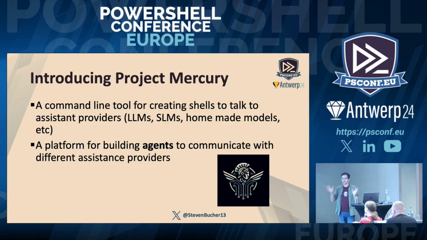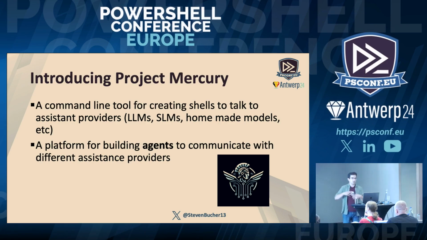So we're calling it Project Mercury, but you'll probably hear me refer to this as AI Shell later down the line, because that's what the executables and stuff that we've built out are named. But essentially what it is, is a command line tool for creating shells to talk to assistance providers. And note, I say assistance providers and not LLMs specifically. LLMs are a type of assistance provider, but there's also SLMs, small language models. There's also homemade models. There's even just the get help within your PowerShell window. That's an assistance provider, right? So there's all these different ways that you can get assistance to the users.